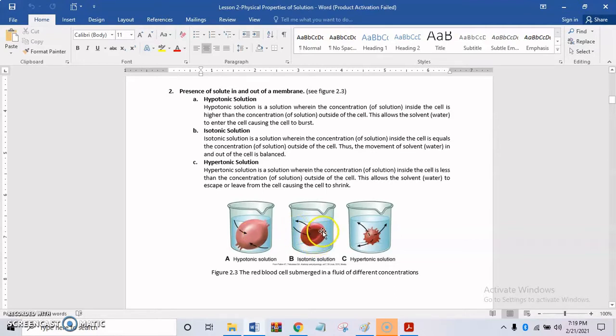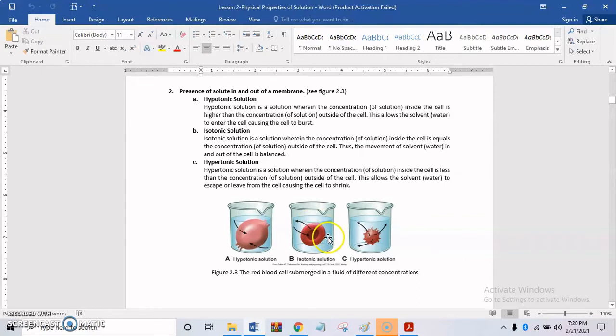Okay? The second scenario here is the isotonic solution. In isotonic solution, yung concentration ng solution inside our red blood cell is equal sa concentration ng fluid natin outside that cell. This kind of isotonic solution, ito yung applicable na dapat nandoon sa ating dugo.